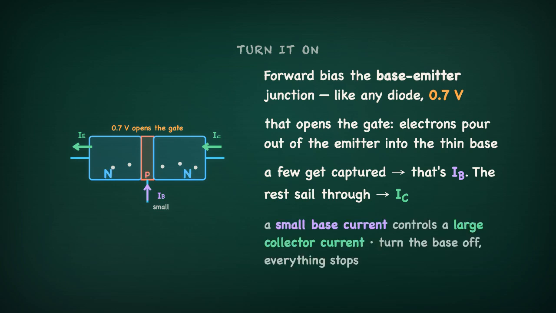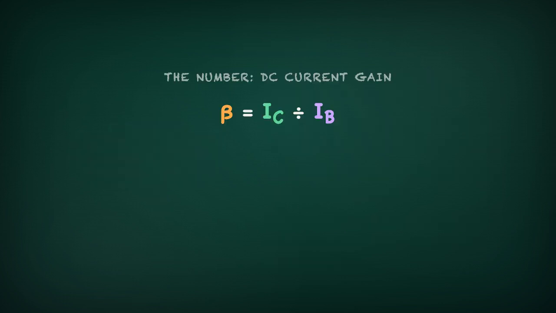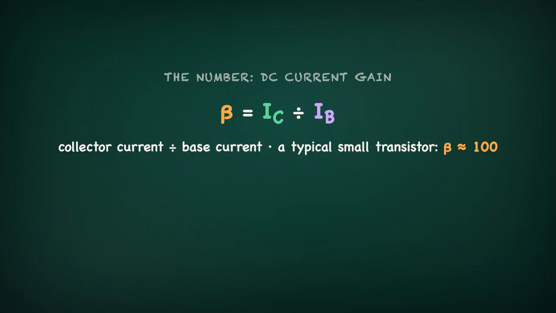And that's the whole idea. A small base current controls a large collector current. Turn the base off and everything stops, which gives us our number. It's called beta, the DC current gain, and it's simply the ratio of those two currents. Beta equals collector current divided by base current. A typical small transistor has a beta around 100.